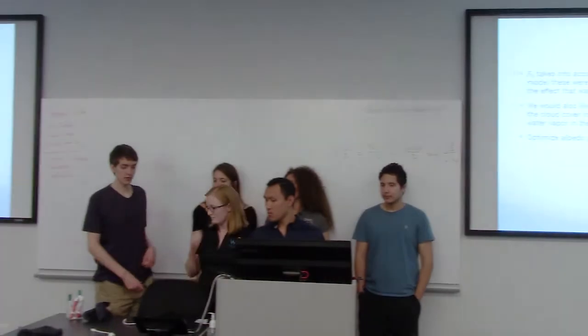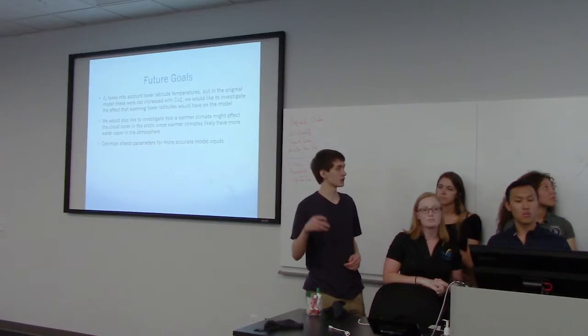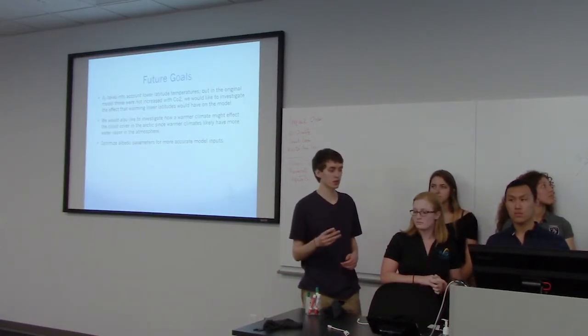Some future goals we have for the seasonal group. The F0 equation takes into account southern latitude temperatures, and those original measurements were taken between 1970 and like 2000. And so what we want to do for the future is update those values with newer temperatures as the climate gets warmer, to make a more accurate model.